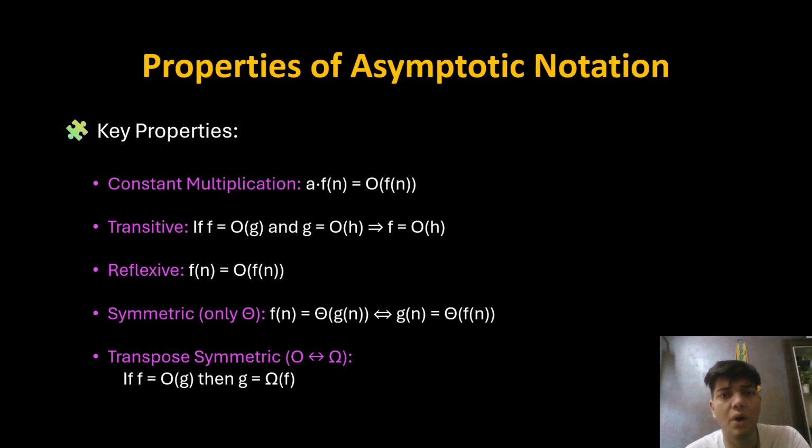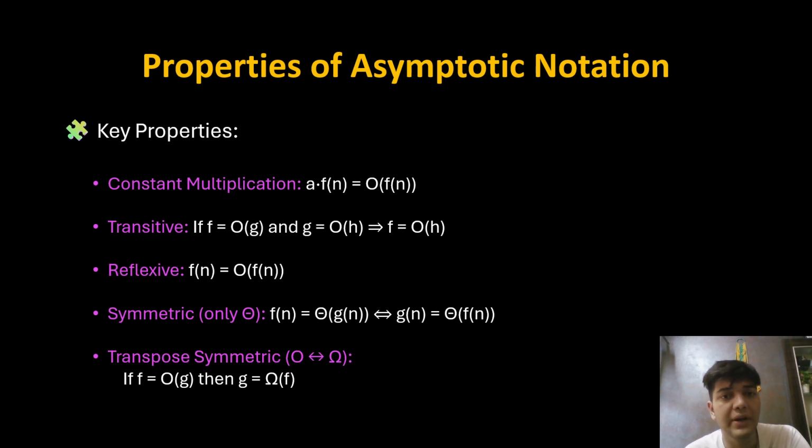Every function is obviously bounded by itself. So saying a function is order of f(n) is just like saying a person is equal to themselves. It's always true. The fourth property is the symmetric property. It's only for theta. If two functions grow at the same rate from both sides, we say they are tightly bound. So if f is theta of g, then g is also theta of f. It's like saying we are strong competitors.